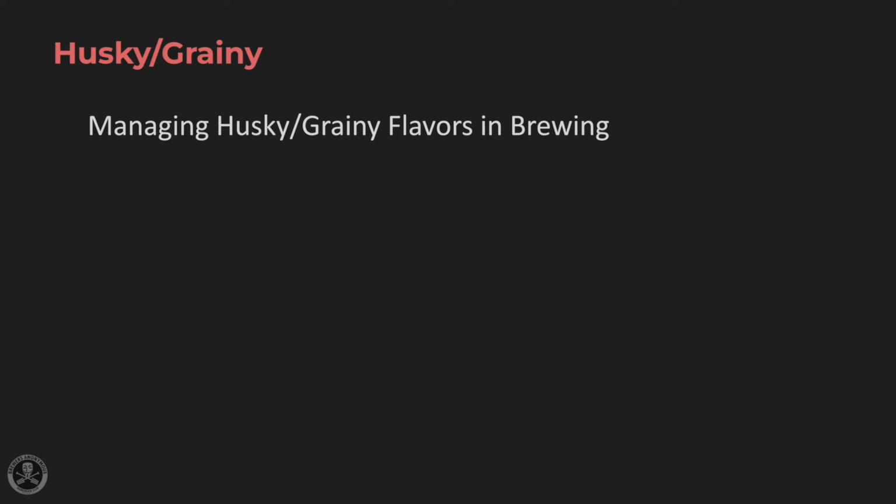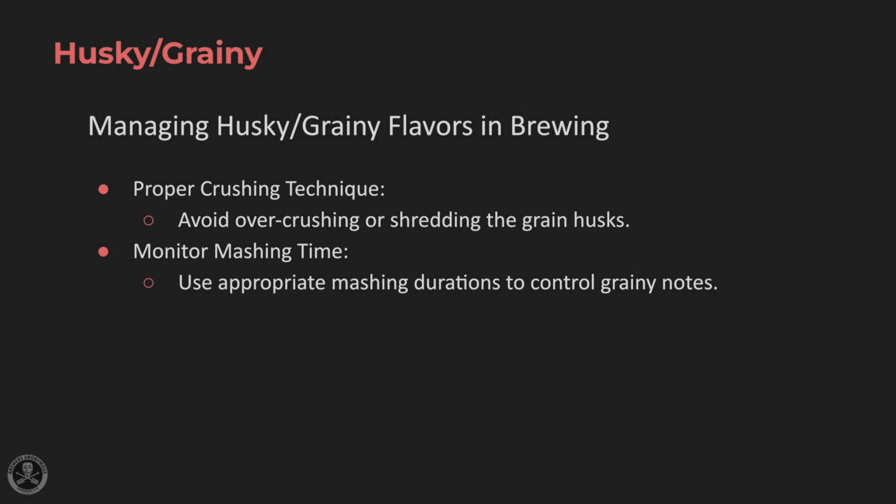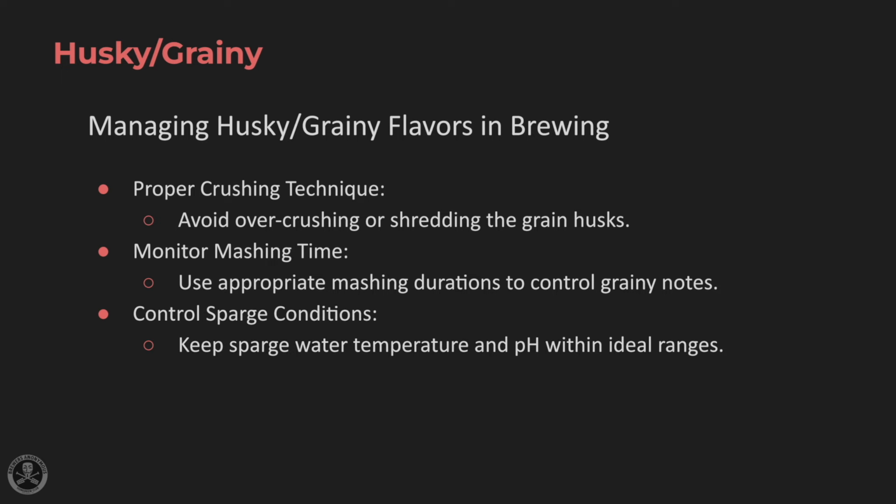There are some things we can do in our brewing process to manage the husky grainy character. Starting with a proper crushing of our malts and making sure that we don't overcrush them in the milling process. Making sure we don't mash our grains for an overextended amount of time. And ensuring we're sparging with water that's not too hot or with too high of a pH level.